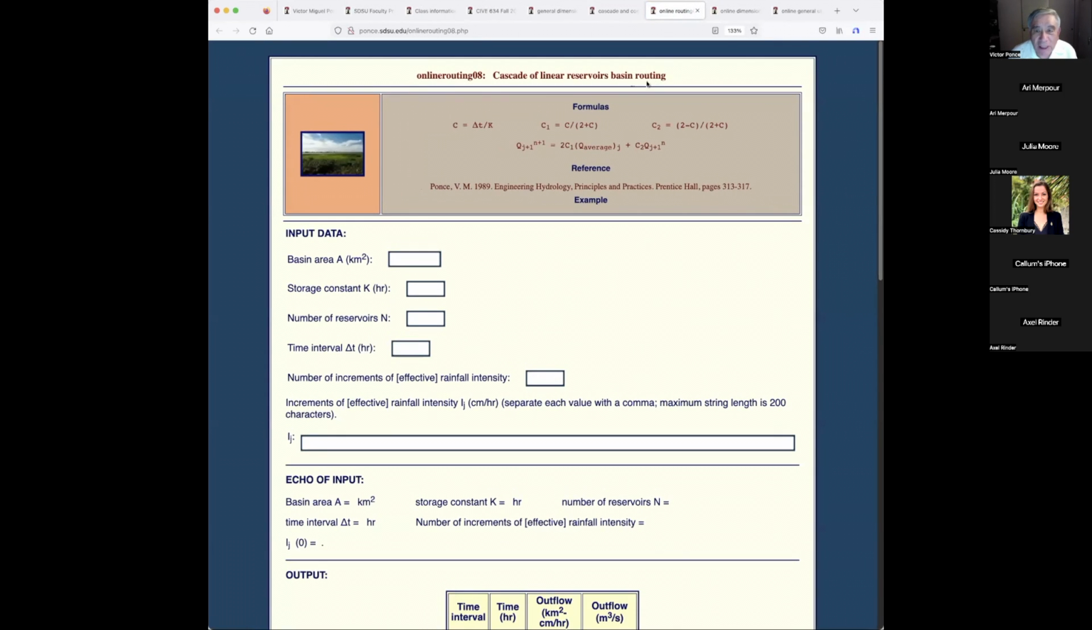Online routing, cascade of linear reservoirs, basin routing. So here we have 432, storage constant 1. I'm going to have you do this in the homework, by the way. And I urge you to have a clear mind, because this stuff can be really confusing. If it's confusing to me, it's confusing to you too. If I don't look at this for a month or so, it gets confusing.